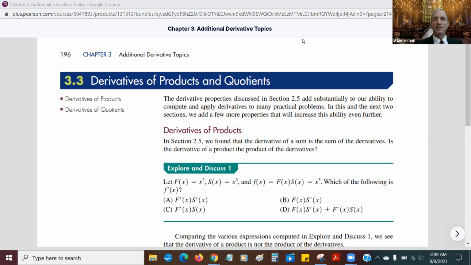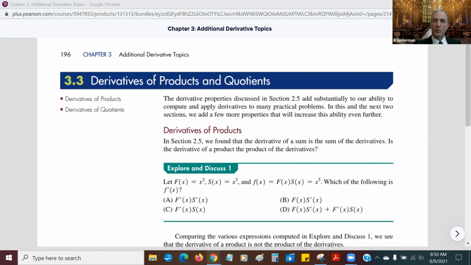So we have a little table here, explore and discuss. Capital F is a function x squared. Capital S is a function x to the third. And small f here is the product, capital F times capital S, which of course is x squared times x to the third, which is x to the fifth. And we want to know, what is the derivative of this overall function? Is it just the product of the two derivatives, like choice A? Is it just one function times the other derivative? It's one derivative, what is it?